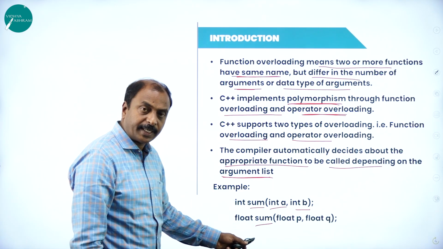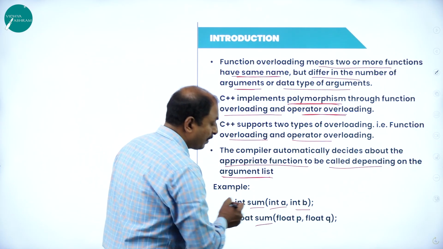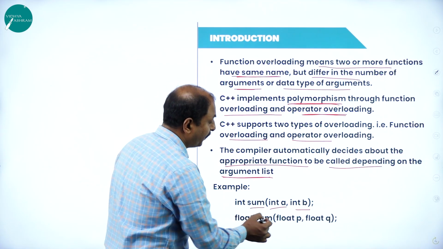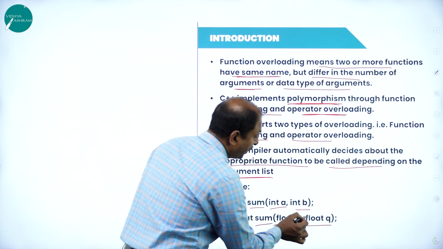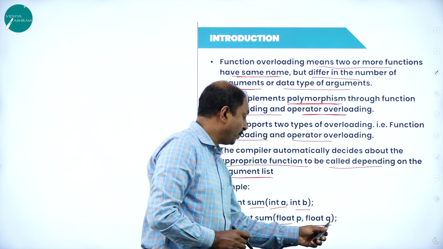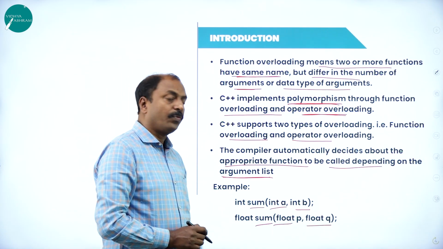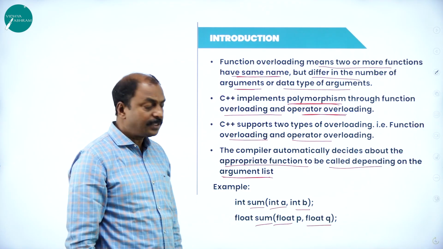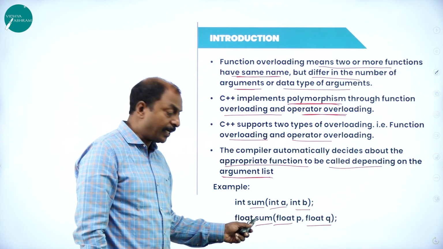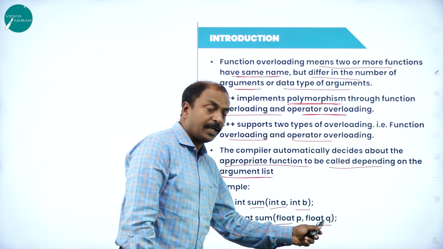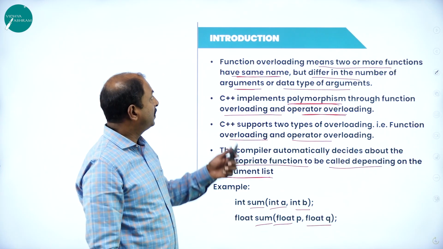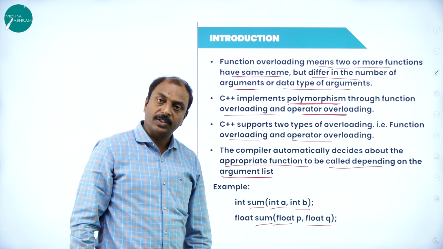Now, consider the second example here. Though sum is the name of the function, if you observe this, here also there are two arguments, but the data type is float: float p, float q. So, this is an example for function overloading. So, the definition is, in a program you can have two or more functions with the same name but differing in their argument list, that is with respect to the data type of arguments. So, this is the introduction to function overloading.